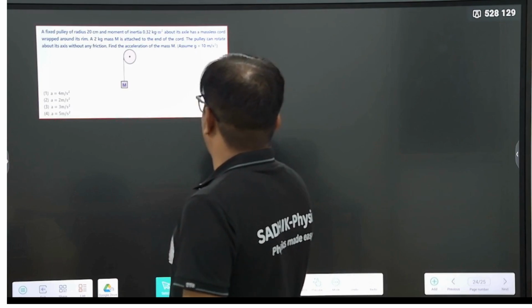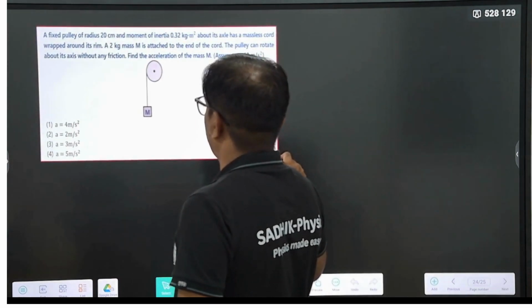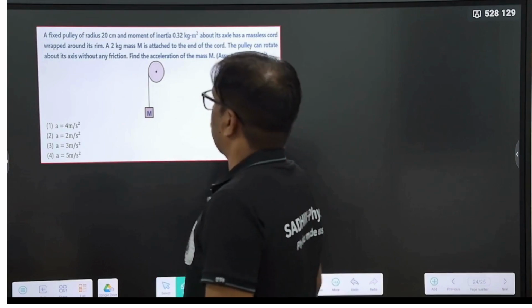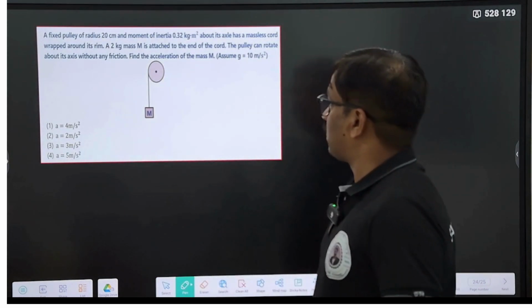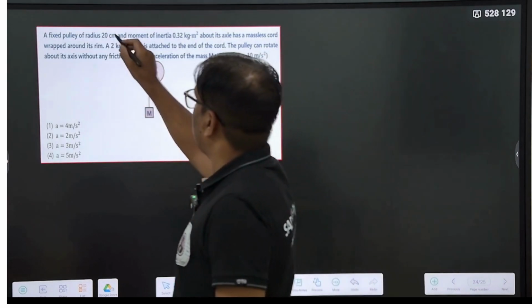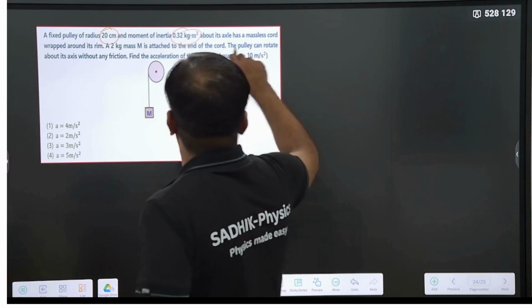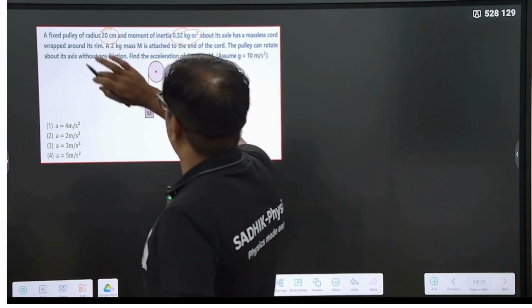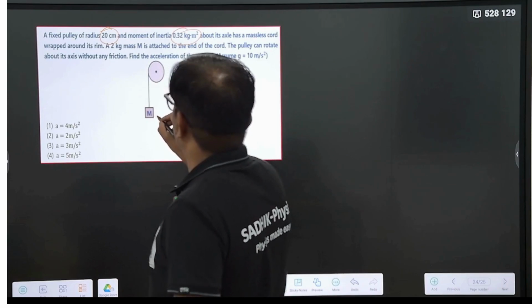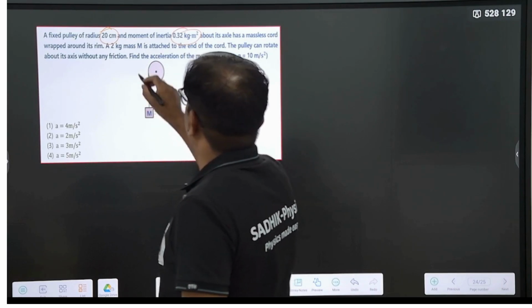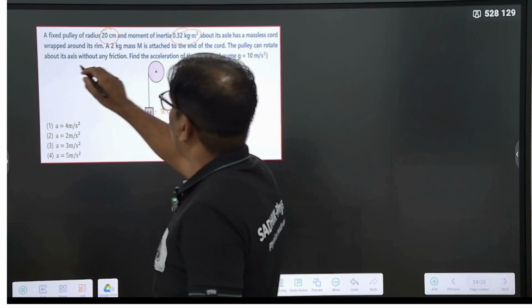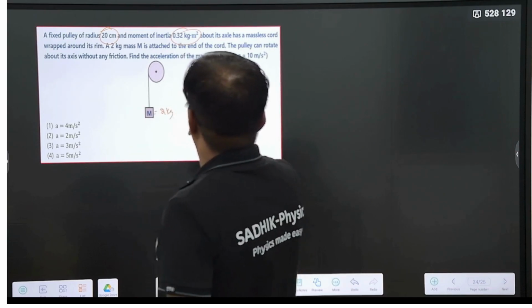So here we will do one more question now. A pulley is there, a fixed pulley, of radius 20 centimeter. Moment of inertia is also given. A massless string is wrapped about its axis, and a 2 kg mass is attached to the end. The pulley can rotate about its axis without any friction. Find the acceleration of the mass.